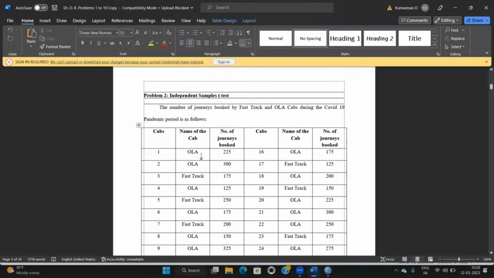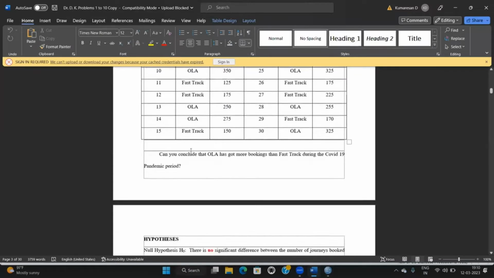See, these are mutually exclusive. An Ola operator cannot be regarded as a fast track operator also. So if it is Ola, then Ola only. So they are independent. There are two samples, Ola and fast track. Then the dependent variable, number of journeys booked, has real values given. So it is scale data.